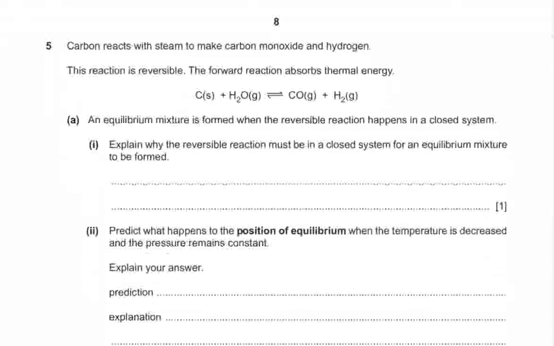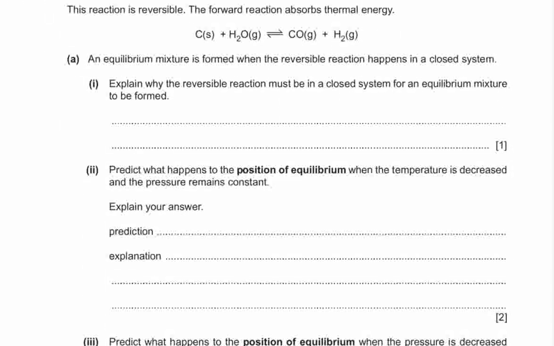Next question is: predict what happens to the position of equilibrium when the temperature is decreased. If you decrease the temperature, as we know that the reaction is endothermic in the forward direction, the reaction moves to the backward side. So the equilibrium position moves to the left, because the forward reaction is endothermic, or you can say to minimize the temperature decrease by releasing more energy, because the backward reaction is exothermic.